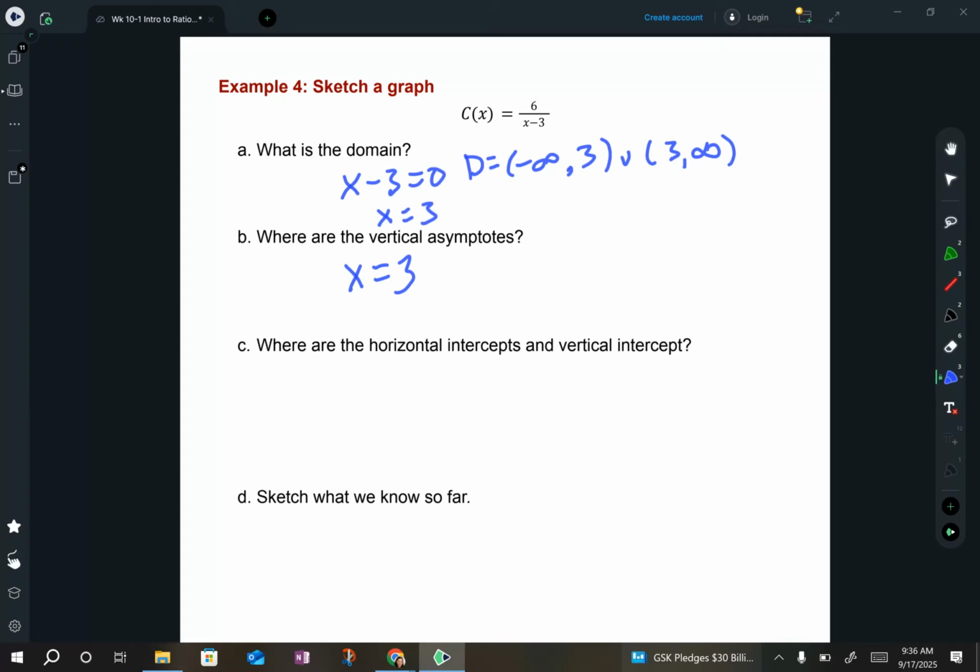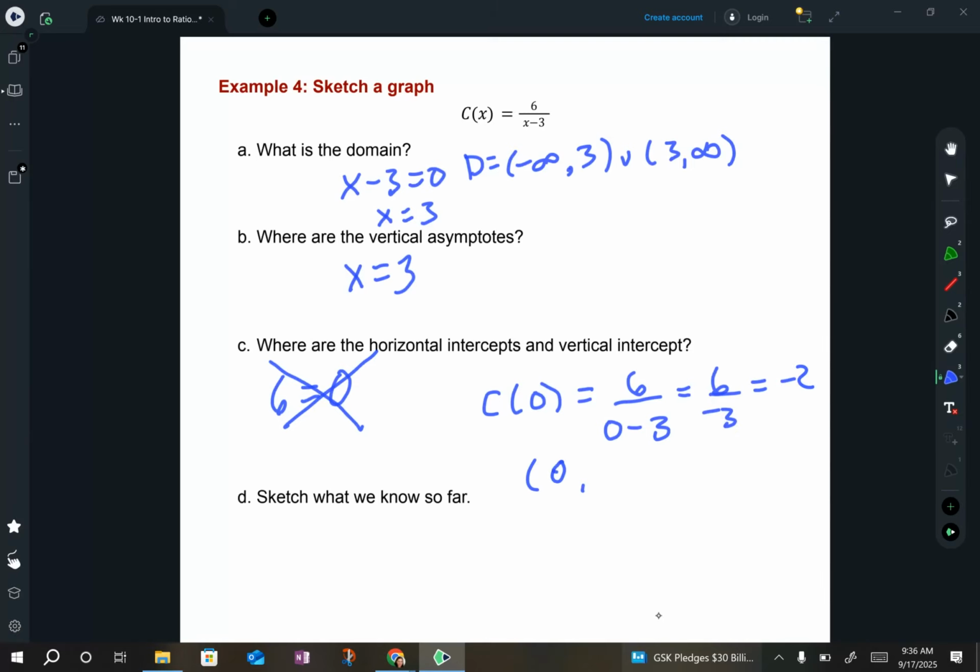Horizontal intercepts, well, that would be where the numerator equals 0. So that would be where 6 equals 0. That doesn't happen, so there are no horizontal intercepts. And the vertical intercept would be c of 0. So that's 6 over 0 minus 3, which is 6 over negative 3, which is negative 2. So that's going to occur at (0, -2).